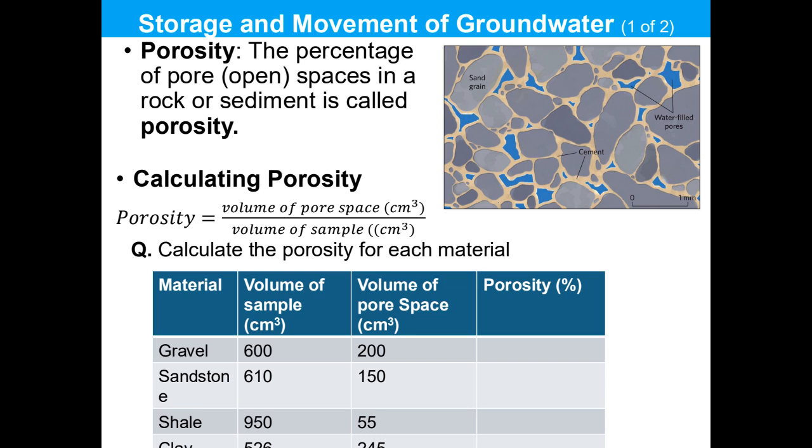So what you see here, for example, we have grains right here. And between the grains, we have this empty space right here filled with water. That's what you call porosity. So porosity simply is the amount of empty space you have here with respect to the whole volume of the rock.